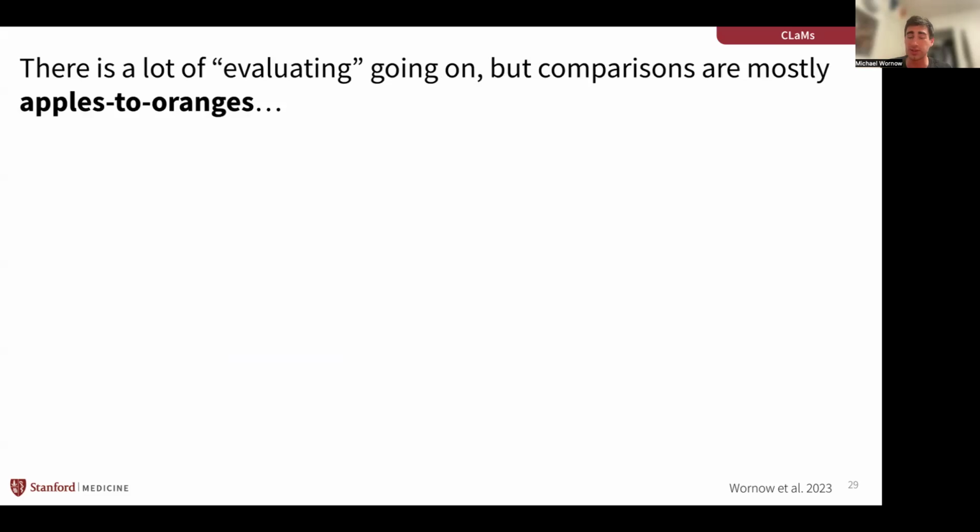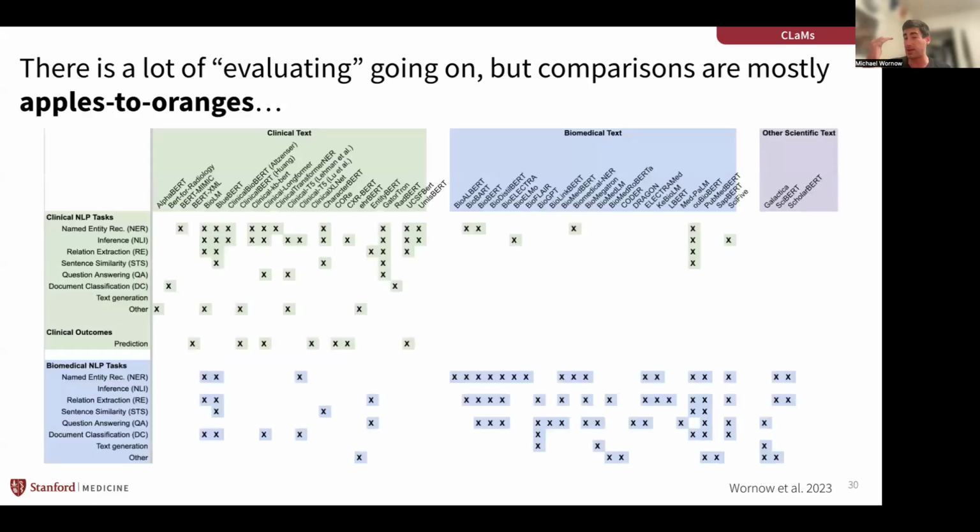In terms of evaluations, we also looked at the different types of evaluations that these models were evaluated on, where the columns are different large clinical language models, and the rows are evaluation tasks. The green highlights are clinical evaluation tasks. For example, the named entity recognition task used a data set like a clinical note. And the blue rows are tasks based on biomedical literature. So here, the named entity recognition task might be based on a bunch of articles from Nature or Science. Biomedical versus clinical text, just a slight difference.